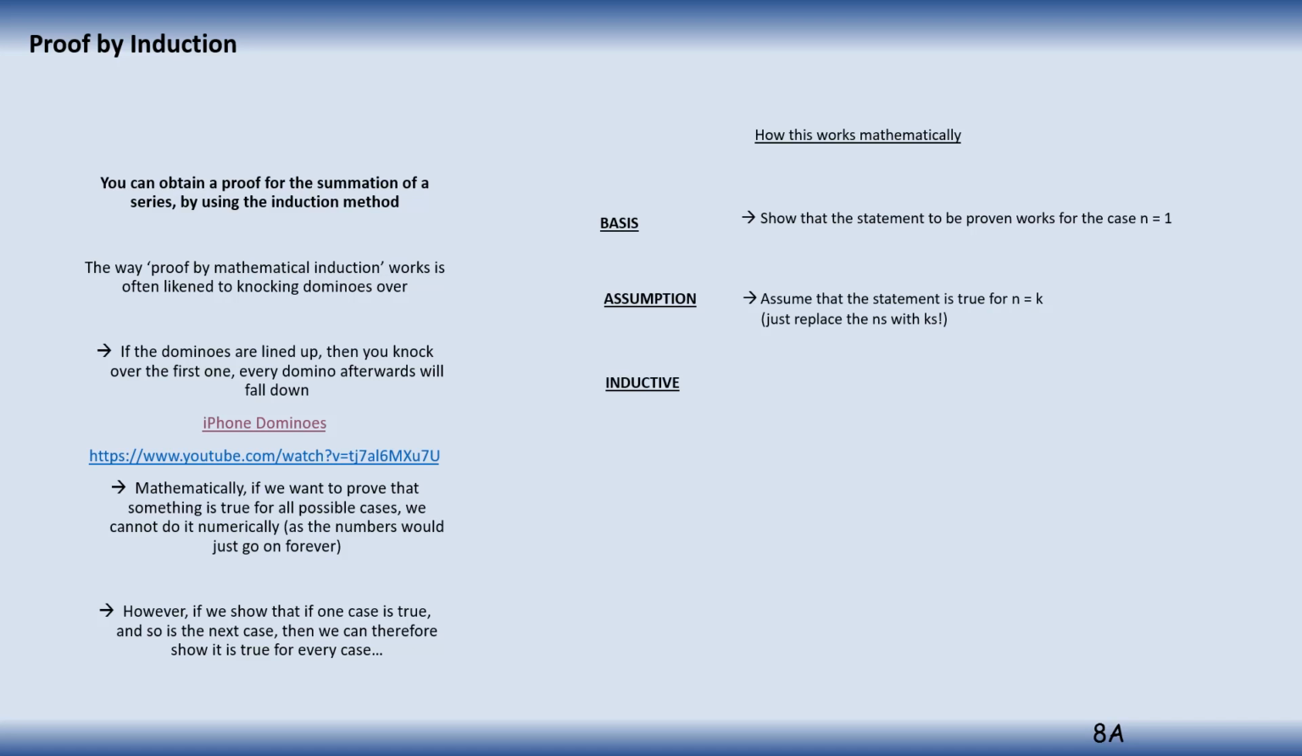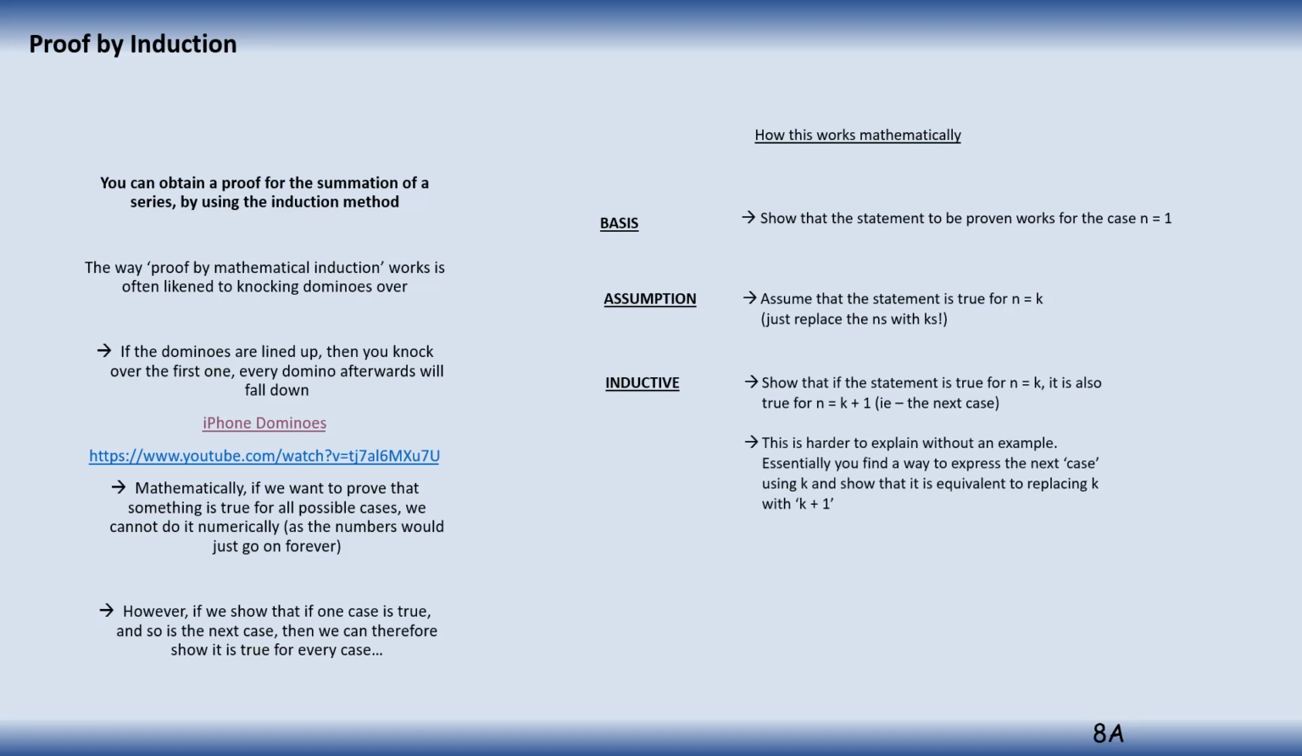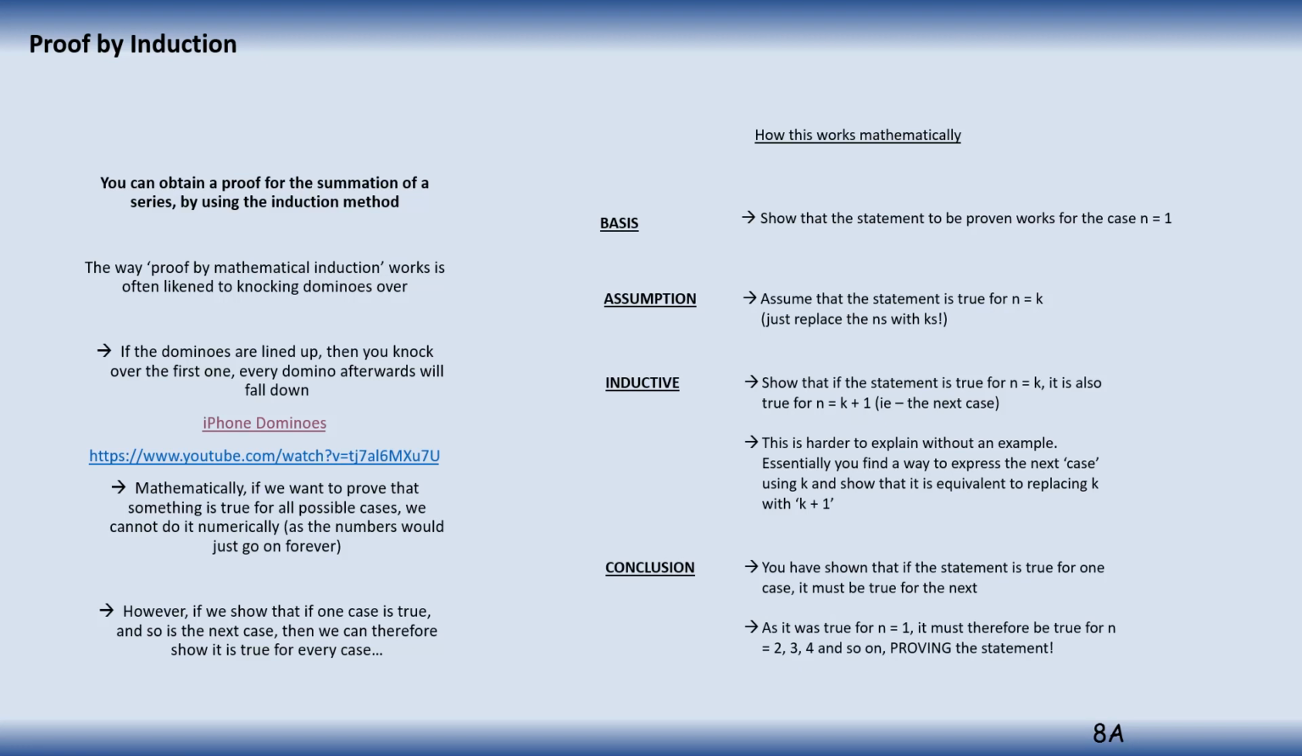Then we do another proof. Now we prove that it's true for the following case, n equals k plus 1. And it will become clearer in the example. That's the inductive case. So the basis, n equals 1. Assumption, general case, n equals k. The induction phase, that n is going to be equal to k plus 1, the following case. And then the conclusion. So we can conclude that if it's true for the first case, and it's true for the following case, it must be true for all cases.